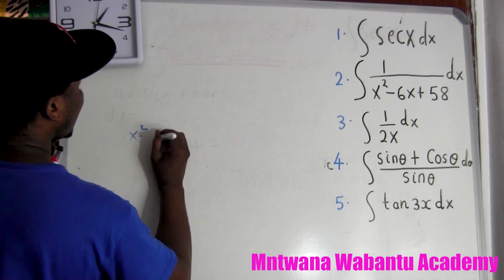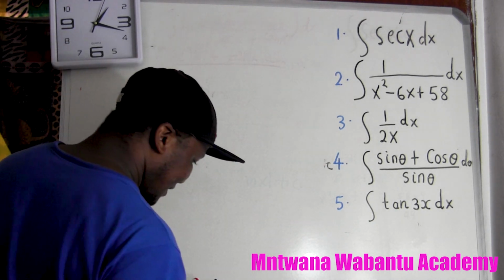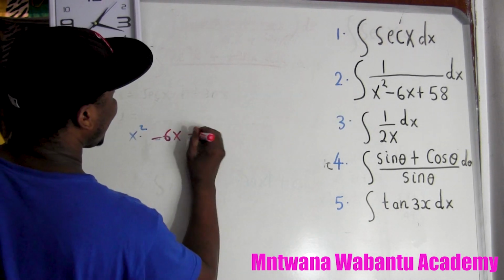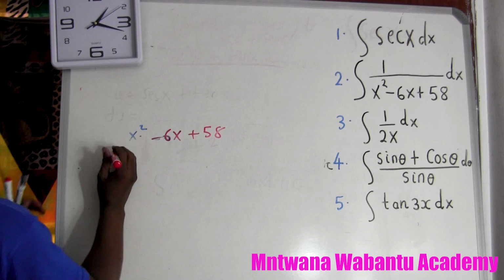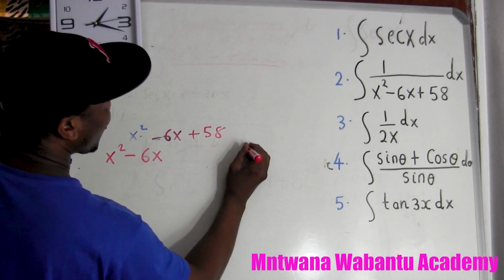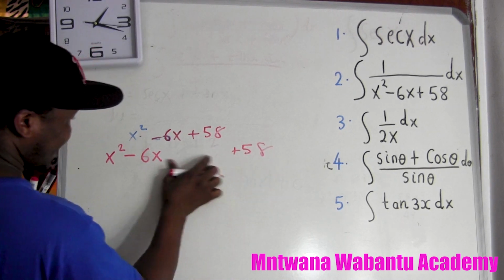Okay, x squared minus 6x, and then plus 58. I'll separate this and say x squared minus 6x, and then I'll leave a space. I'll write plus 58, with a space in between.